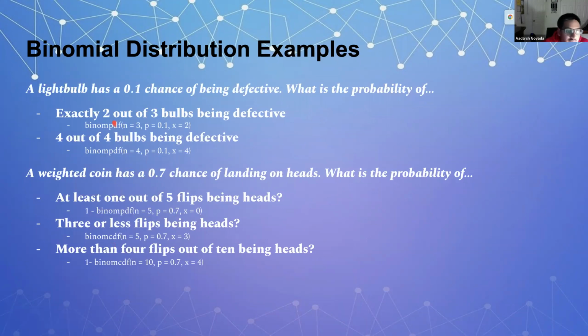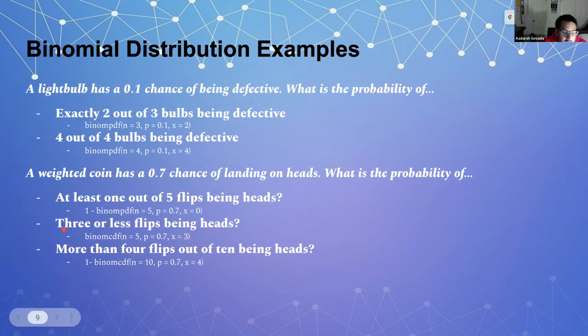Now notice, so far we've been using binomial PDF. What that stands for is point distribution function. So what that means is the probability of it being at exactly that point for x. Now here is binomial CDF, which is cumulative distribution function. That is the probability of it landing on any value that is less than or equal to x.